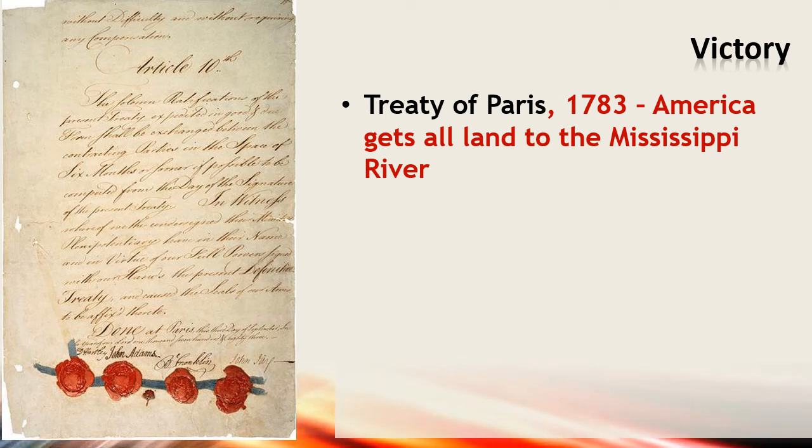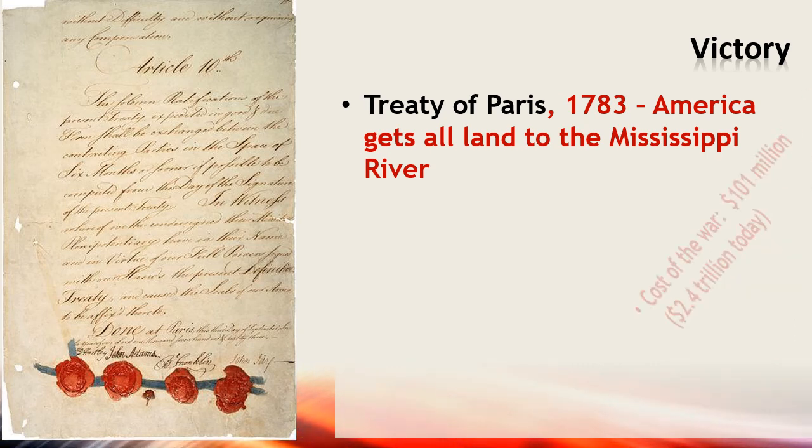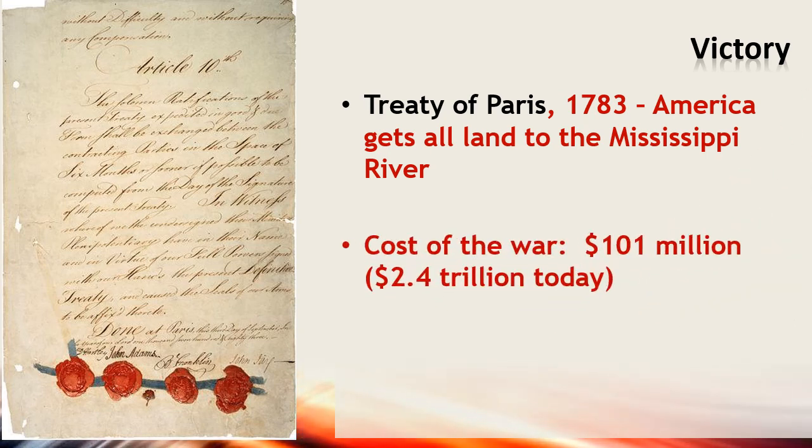So giving America control of land to the Mississippi River was a pretty big assumption on the part of Americans about what the future would look like. And it would be a future in which Native peoples would not be in control of that territory. The Treaty of Paris also had to deal with some of the costs of the war, paying for damages, restoring property, things like that.